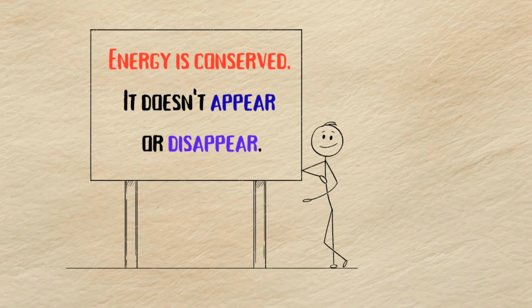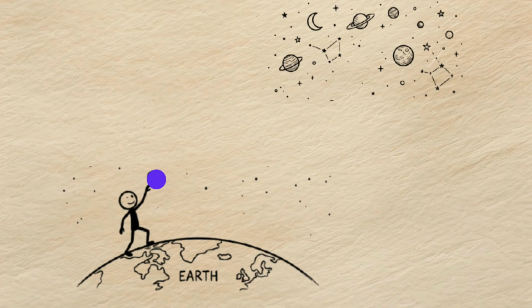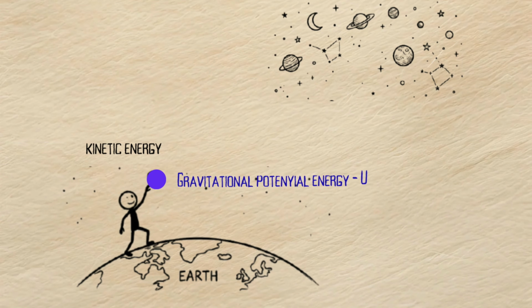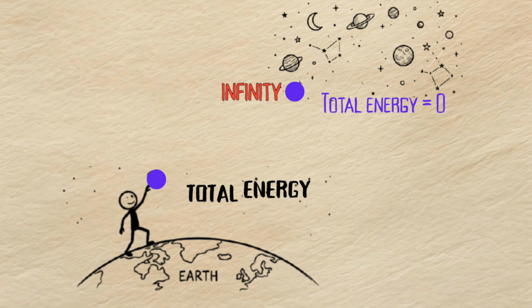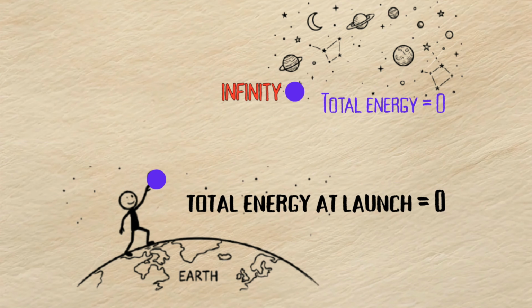Energy is conserved. It doesn't appear or disappear. When the ball is launched from Earth's surface, it has two kinds of energy, kinetic energy, from its speed, and gravitational potential energy, from Earth pulling on it. Now, for just barely escaping, imagine the ball reaches infinity and its speed is exactly zero. No more, no less. Just barely made it. At infinity, the gravitational potential energy is zero, because it's infinitely far from Earth. And since it's just stopped, kinetic energy is also zero, so the total energy at infinity equals zero, and because energy is conserved, the total energy at launch must also equal zero.